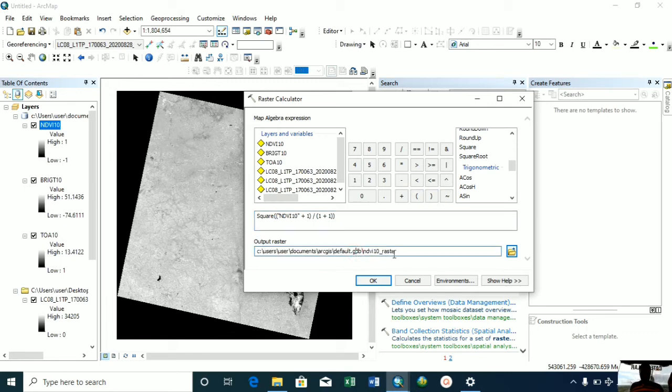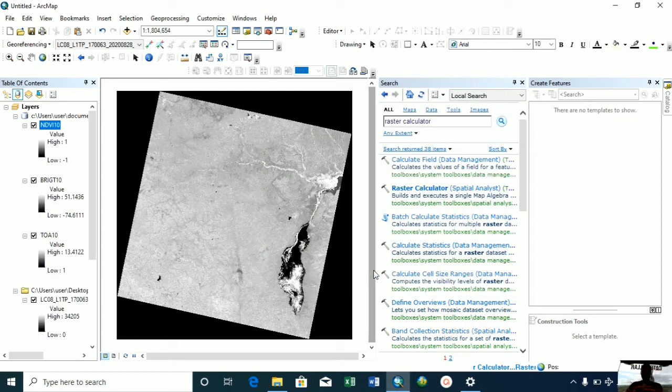So this will be the PV data, PV of band number 10, and then you calculate. And the next step is you have to calculate the emissivity of the rays, and this you get by taking the constant of 0.004 times your PV value plus 0.986, as you can see.